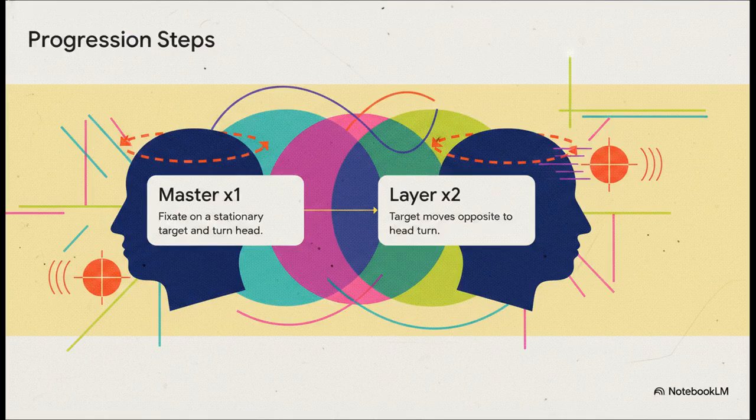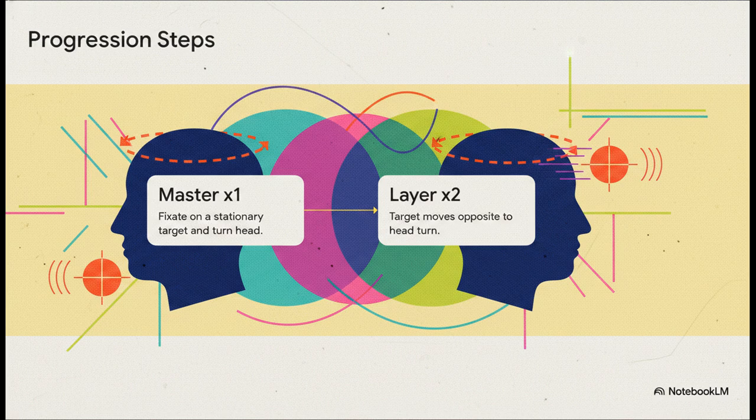Let's talk about how we systematically build up that demand. The most logical progression starts with mastering X1 viewing. That's where the patient fixates on a stationary target and turns their head, pushing the velocity until it just blurs, like we talked about. Once they've got that mastered, you layer in X2 viewing. Now the target is moving in the exact opposite direction of the head turn.